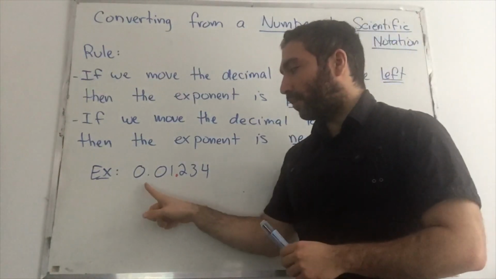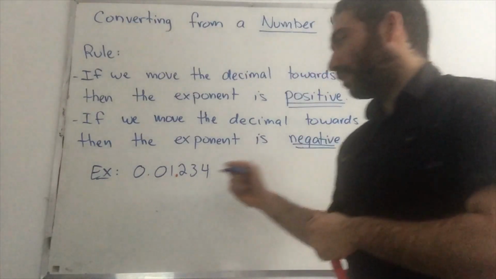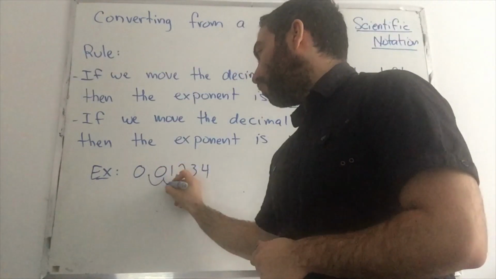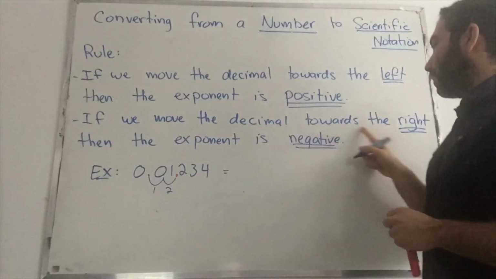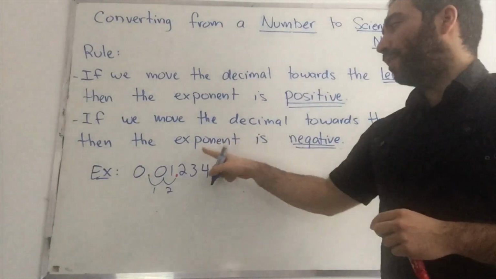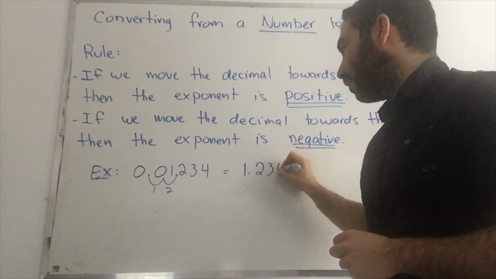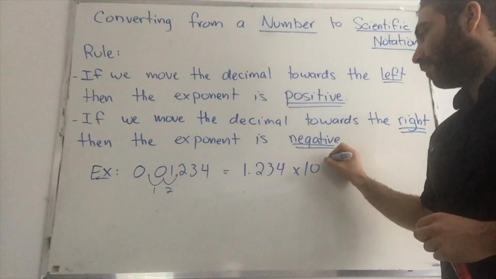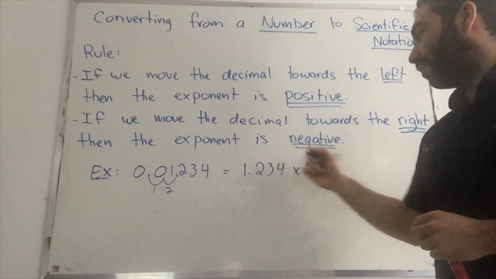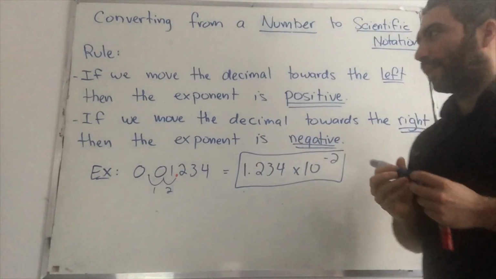So where is our decimal right now? It's right here. We have to move it to the right 2 times. We start here, we go to the right, 1, 2. Since we move the decimal place towards the right, we know the exponent has to be negative. So we get 1.234 times 10, that's always written there, times 10 to the exponent 2, but we move to the right, so it's negative 2. And this is your answer.